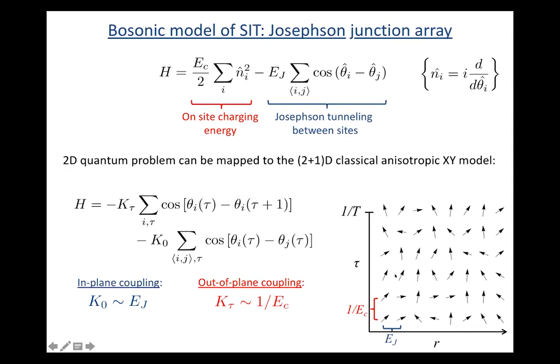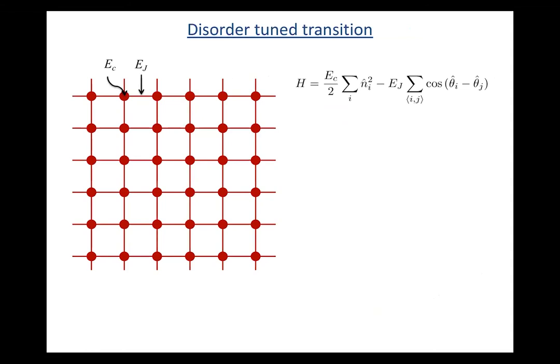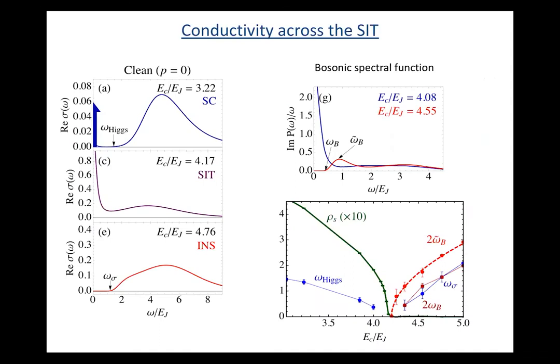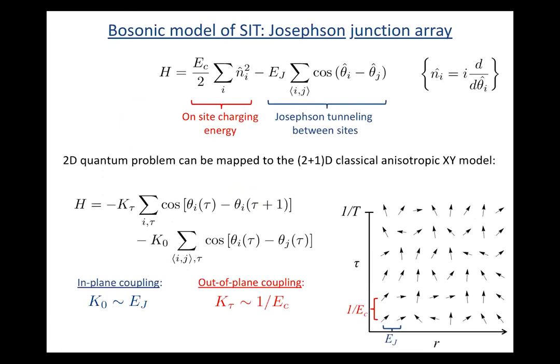Okay, now the Hamiltonian has two coupling constants. Actually, I should have put the betas in there. I should have put the temperatures back in the couplings. Okay, never mind. But you get now effective couplings between phases on two nearby sites. Let me call that K0. And you also get couplings between phases on the same site, but at two time steps. So this is the kind of anisotropic XY model you will get. And the original coupling constants, EC and EJ, get related to these couplings K0 and K tau.